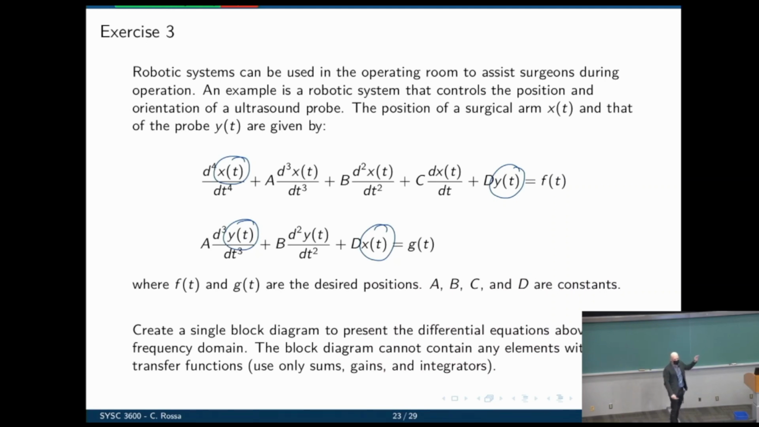First differential equation, desired position of a robot arm, of the surgical tool. That is a function of all those states and all those derivatives, but also a function of the position of the other robot arm that is governed by the second equation, which itself is a function of the first. So this is a typical problem in robotics.